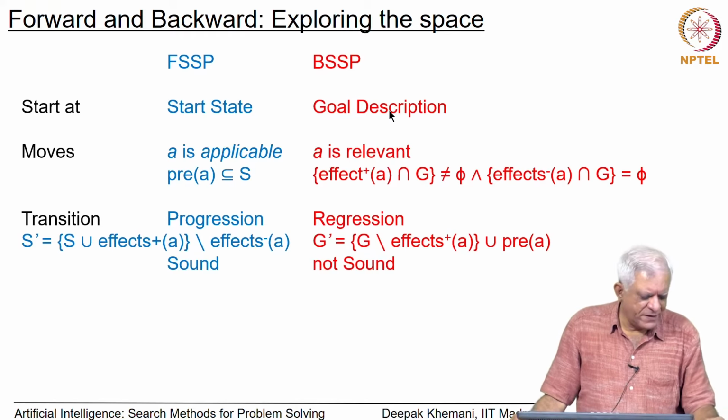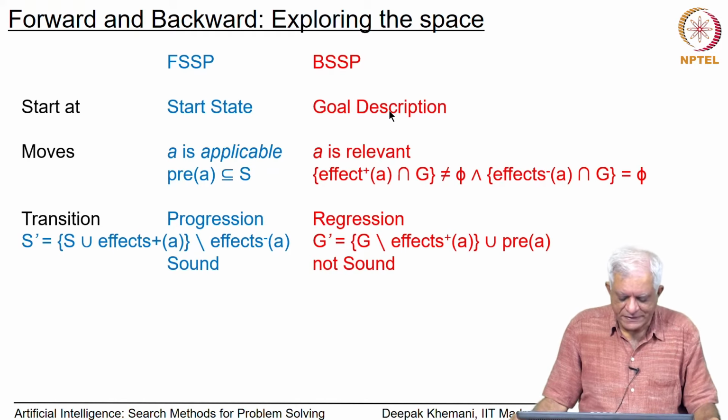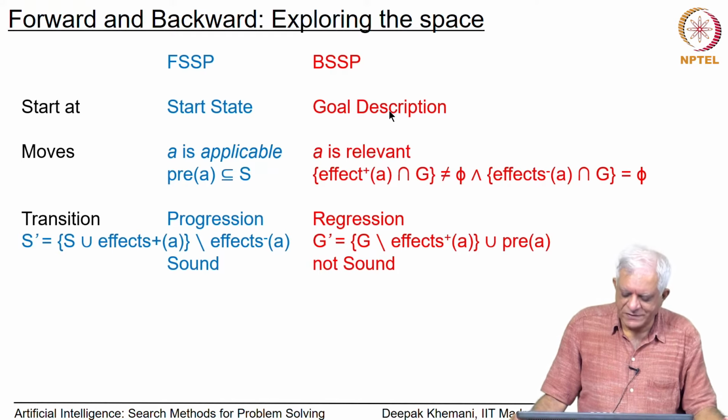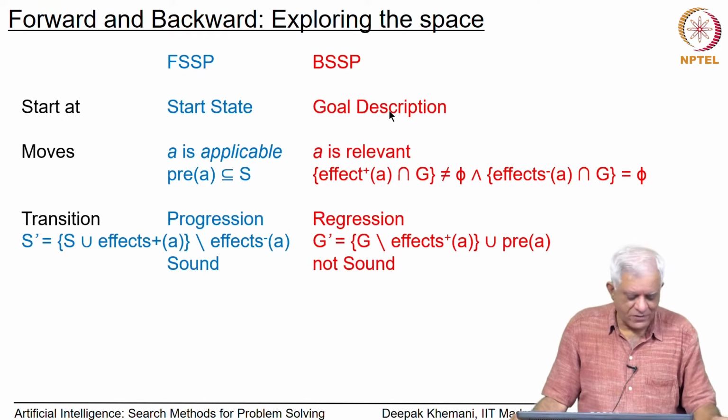But we had seen in the example with backward state space planning that you can regress to a set of sentences or formulas which are not necessarily feasible. So, we said that regression is not sound.